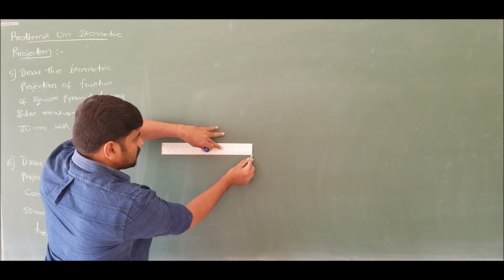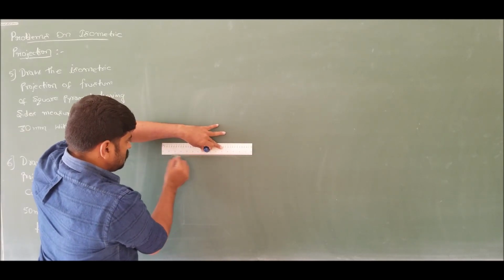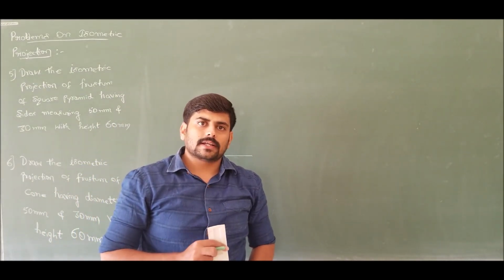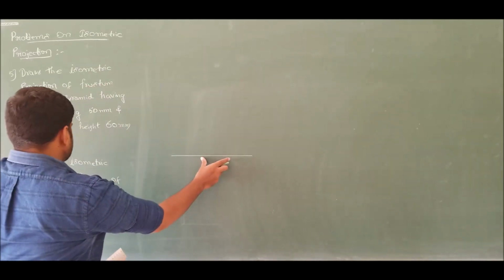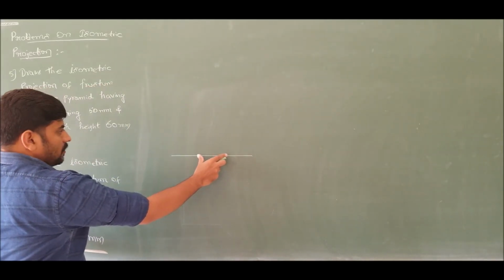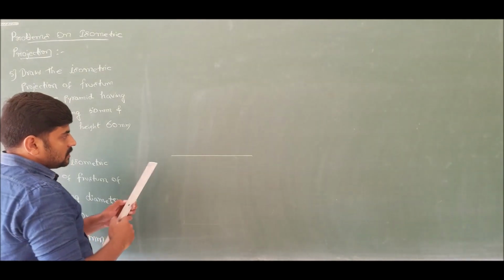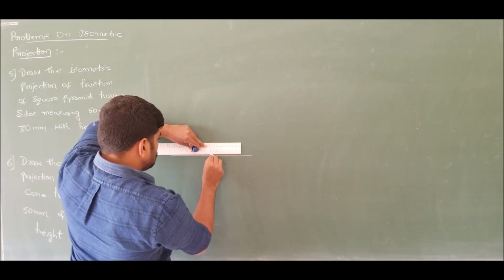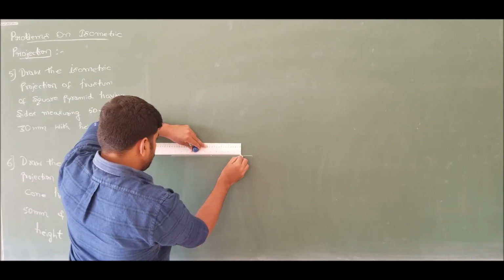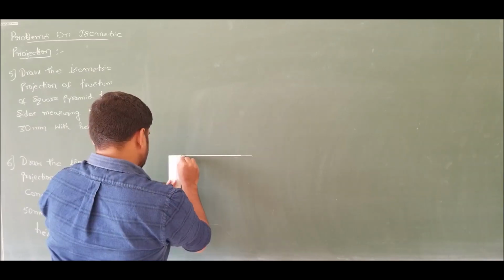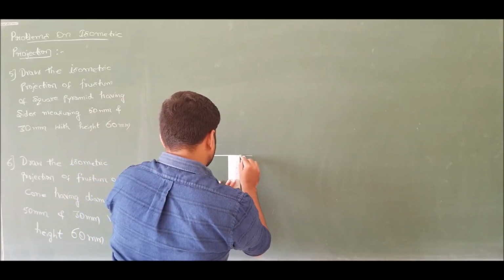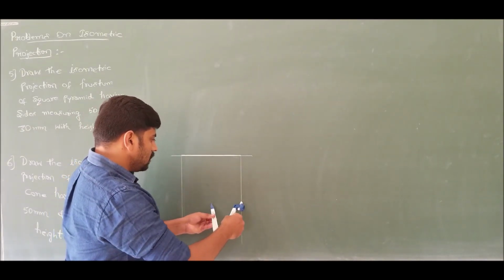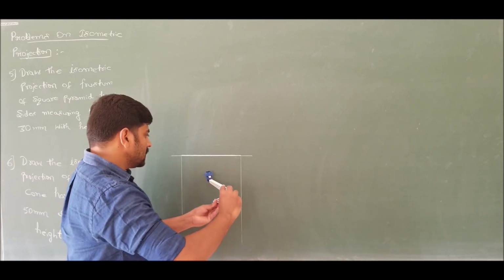Let me draw the horizontal line first. Now, if I look at the cone in the front view, it will look like a triangle. So therefore, the base of this triangle is 50 millimeters. So therefore, mark 50 millimeters. Since this is a cone, the bottom will be a circle of radius 25 millimeters.